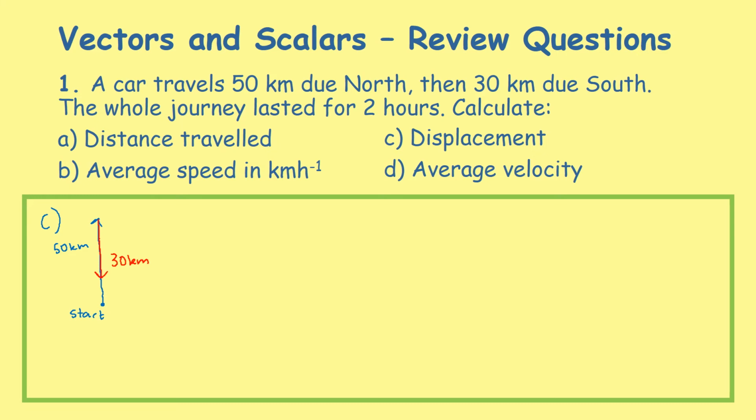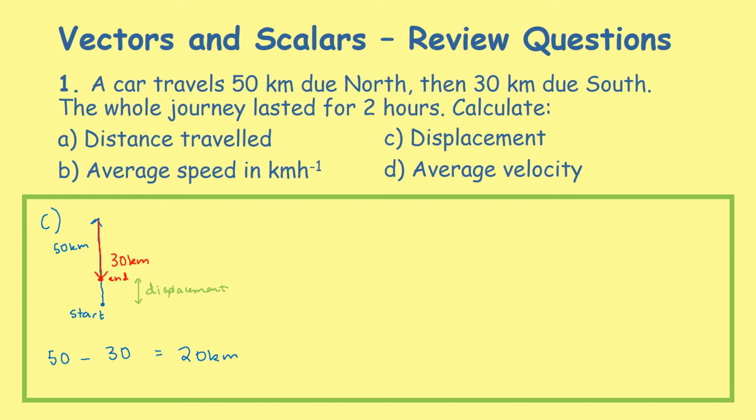So 50 kilometers north, then 30 kilometers south. What we have to look at is the difference between these two. So we've got our start point, as you can see, and then we have our end point just here. This distance just here is our displacement. So what we can do is we can take 50 and minus 30. We travel 50, travel 30 back, and in total we get 20 kilometers.